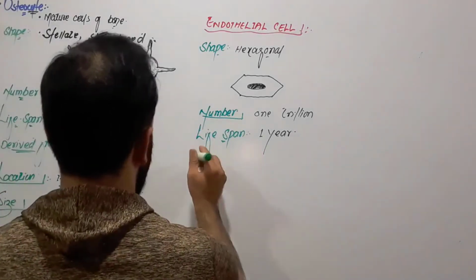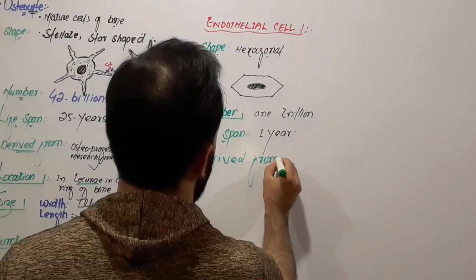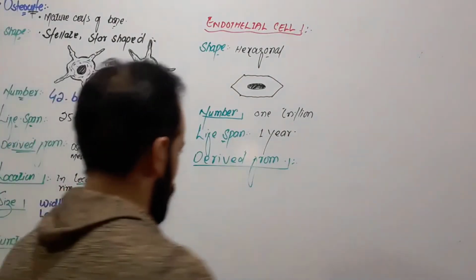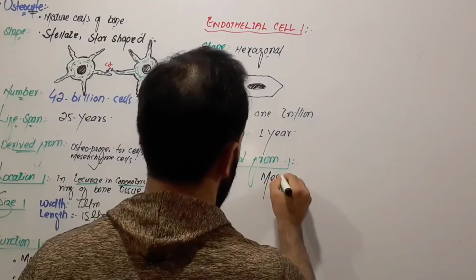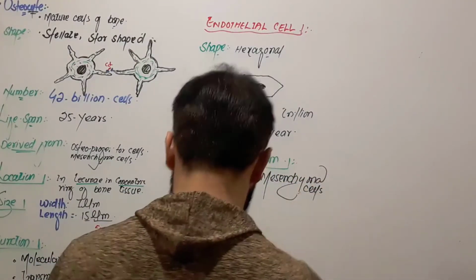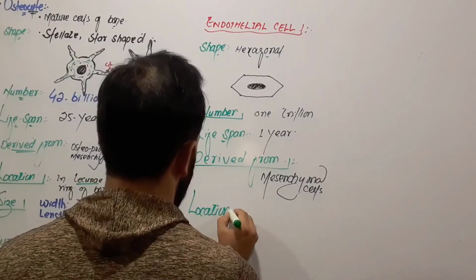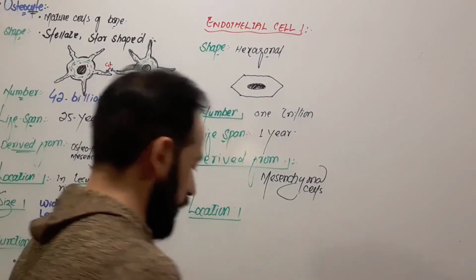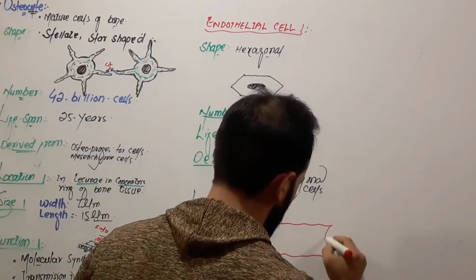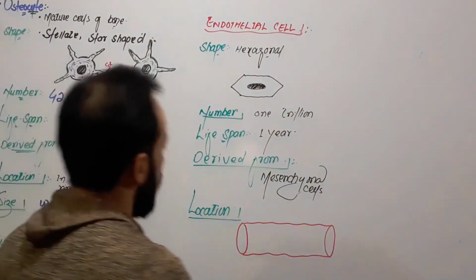Then they are derived from what? Again I will say that they are cells of the connective tissue, so they are derived from the mesenchyme, from mesenchymal cells. And then what is their location? Where are these endothelial cells present? They are located inside the blood vessels. For example, this is a blood vessel, and the walls of these blood vessels are made up of these endothelial cells.